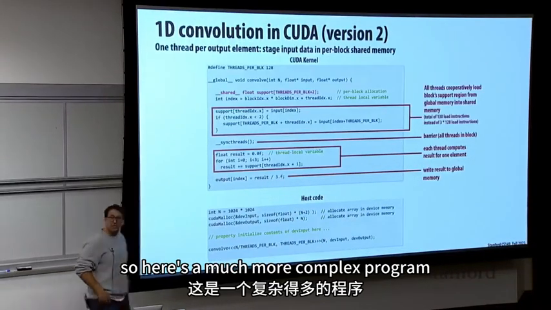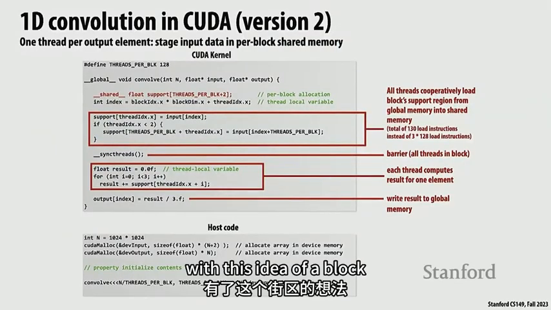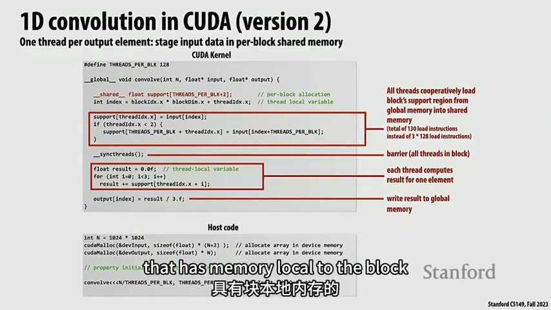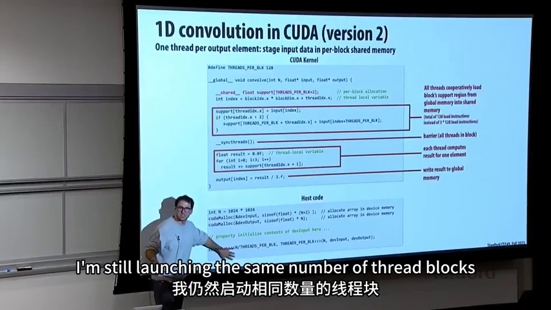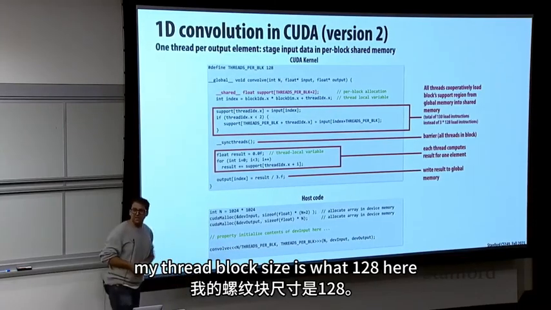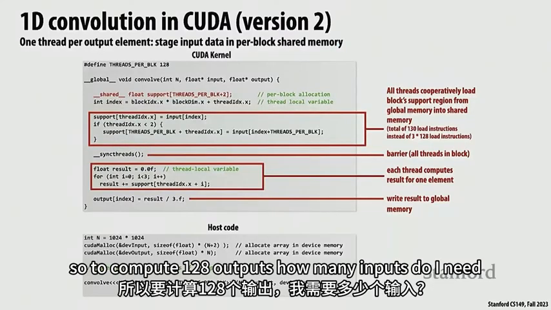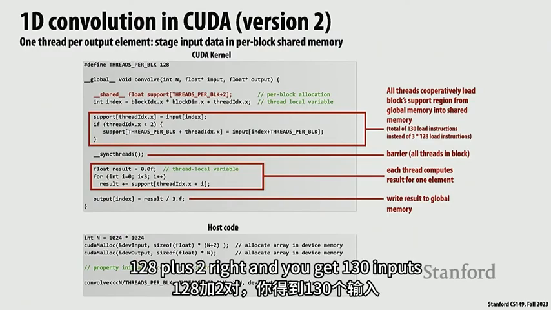So here's a much more complex program, but it gives you a sense of what you can do with this idea of a block that has memory local to the block. Okay, so the same thing down here. I'm still launching the same number of thread blocks. My thread block size is 128 here. So to compute 128 outputs, how many inputs do I need? 128 plus 2, right? I need 130 inputs.